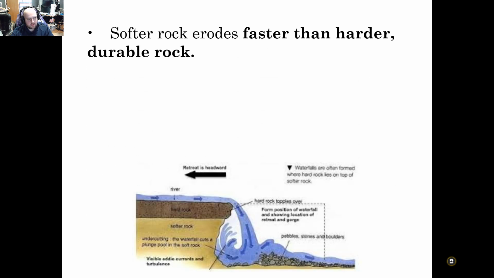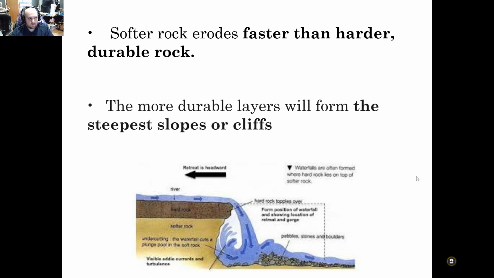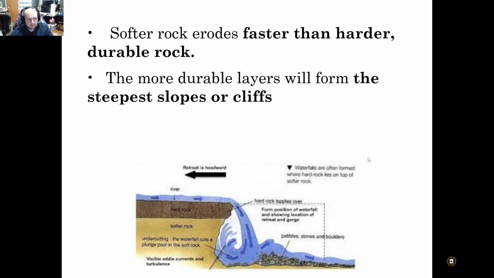Okay, so a couple other notes here. Softer rock is going to erode faster than harder rock. So the composition of the rock, remember the minerals, the hardness of the minerals, a soft mineral like talc versus a hard mineral like quartz. The softer rock is going to erode and move faster than a harder, more durable rock. Okay? The more durable layers are going to form the steepest slopes of the cliff.